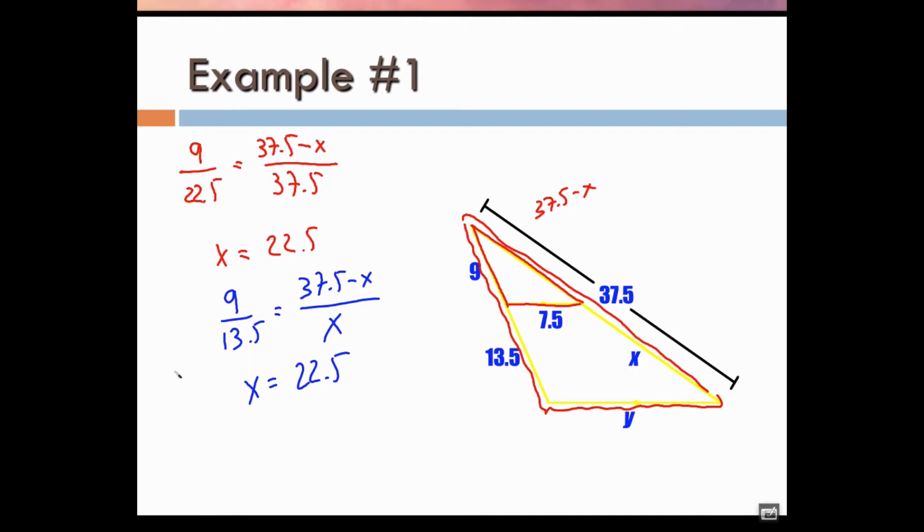Now, solving for y, however, y is not a side that's being split, so therefore you can't use side splitter, and you have to go back to the similar triangle method. 9 over 22.5 is equal to 7.5 over y. 22.5 times 7.5? 168.75? Yeah. So therefore y is equal to 18.75.